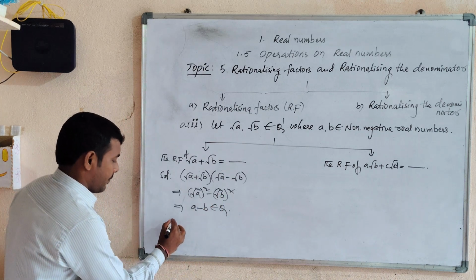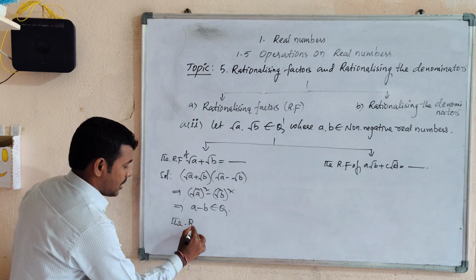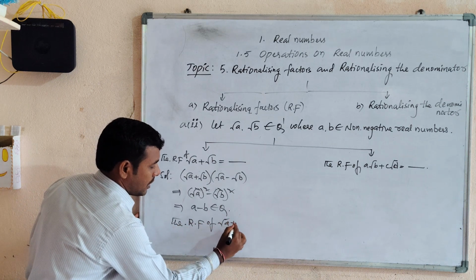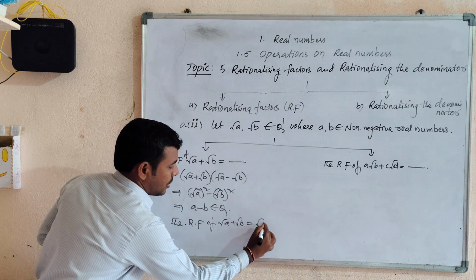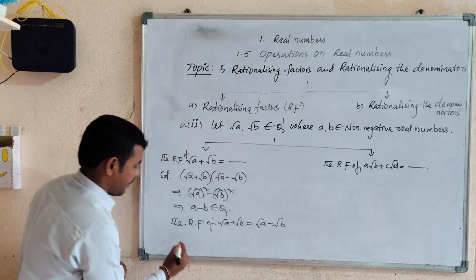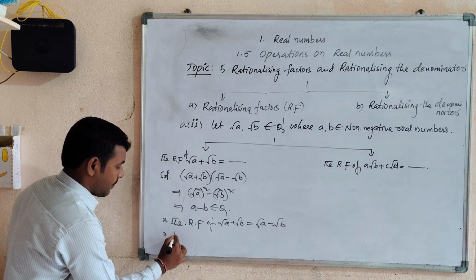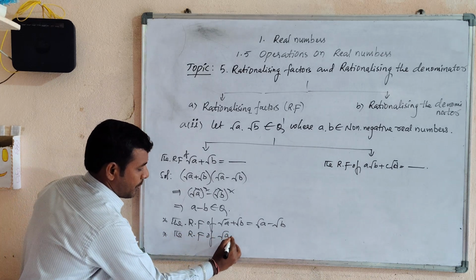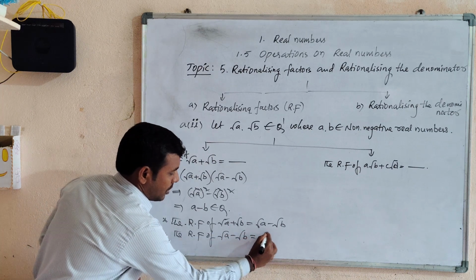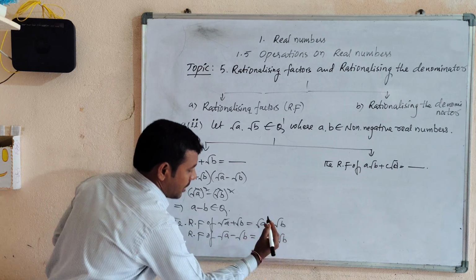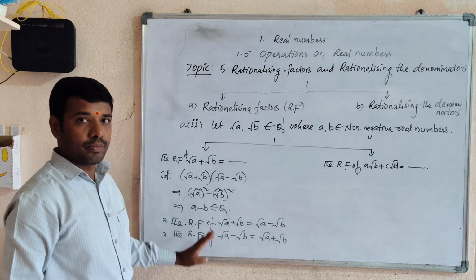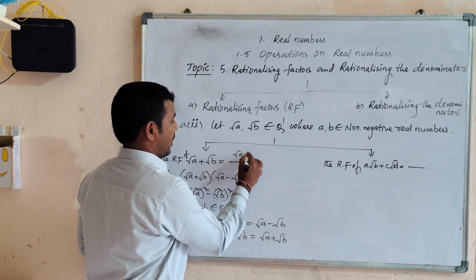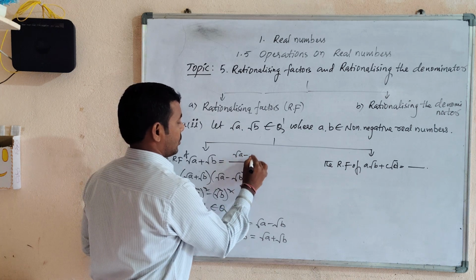So for that reason, the rationalizing factor of square root of a plus square root of b is equal to square root of a minus square root of b. One more important thing: the rationalizing factor of square root of a minus square root of b is equal to square root of a plus square root of b. I think you understood now? So its answer is square root of a plus or minus square root of b.